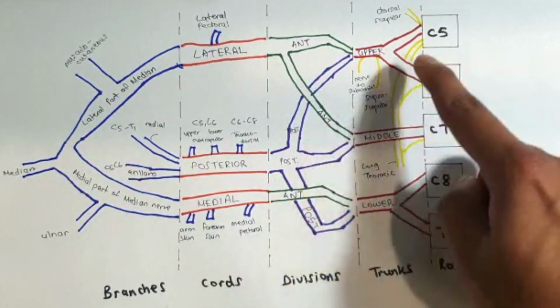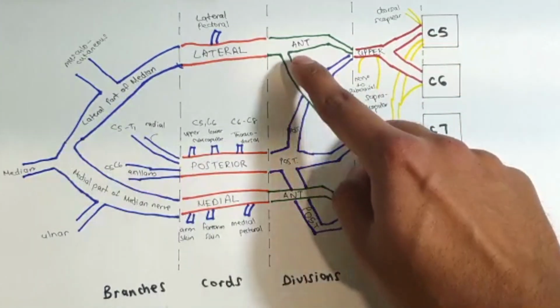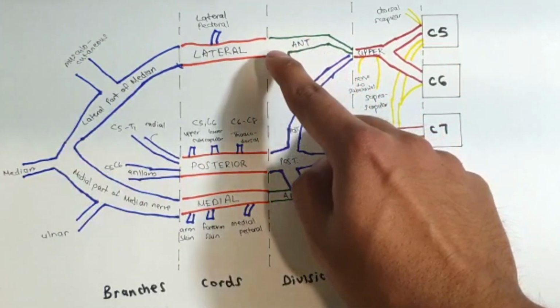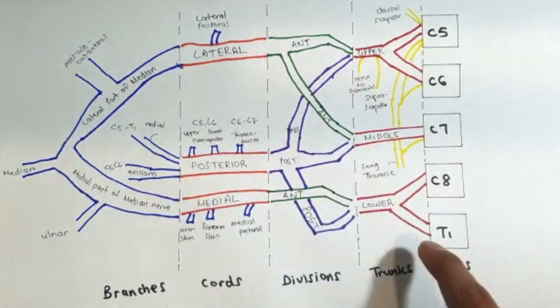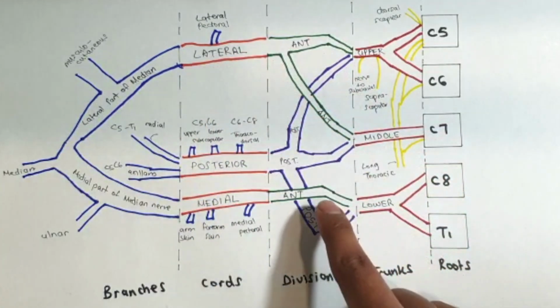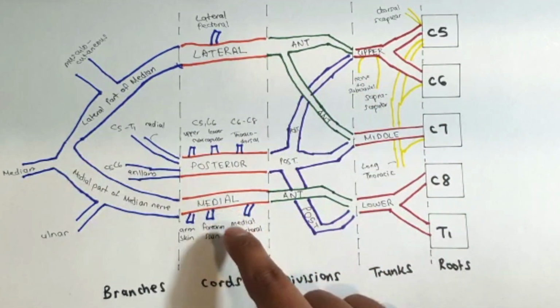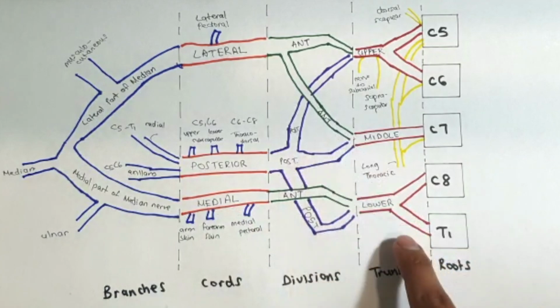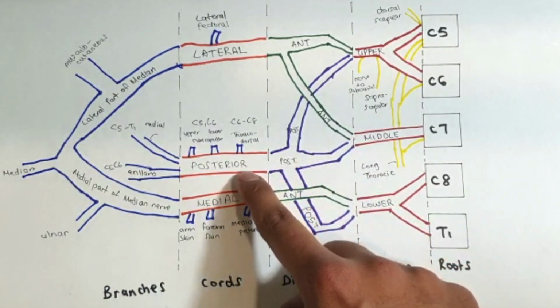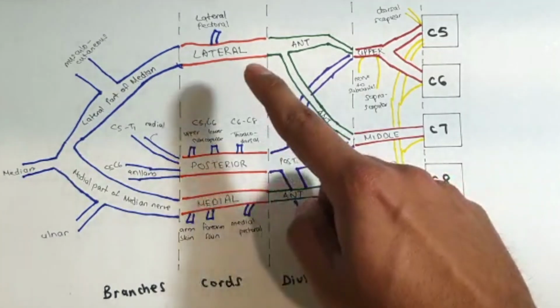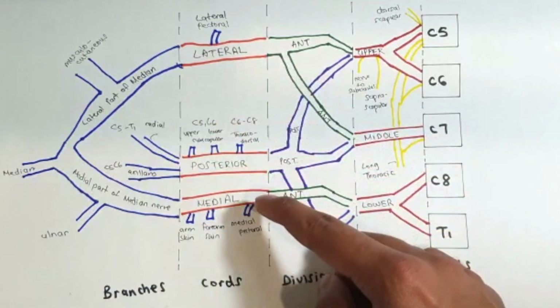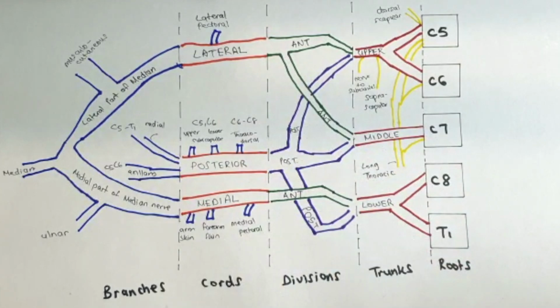The anterior divisions of the upper and the middle trunk will come together and join to form the lateral cord. The anterior division of the lower trunk will come and form the medial cord all by itself. The posterior divisions of all the trunks will come together and form what is known as the posterior cord. Now, the names of the cords given, lateral, posterior, and medial, are due to their relationship with the axillary artery. So the lateral cord lies lateral to the axillary artery, the medial cord lies medial to the axillary artery, and the posterior cord lies posterior to the axillary artery.